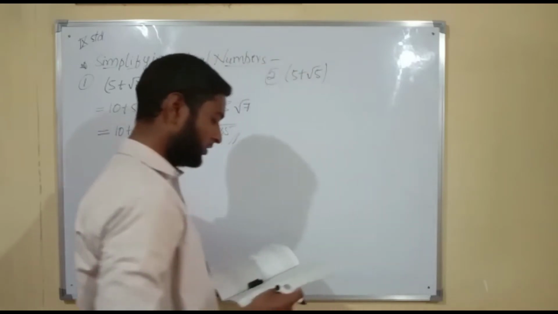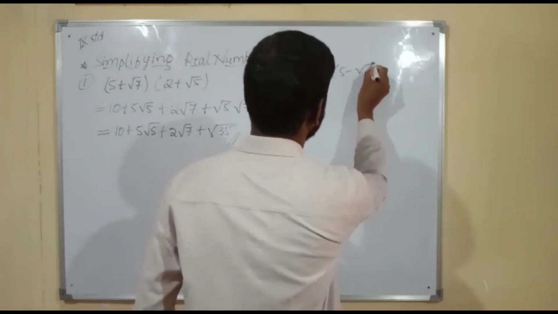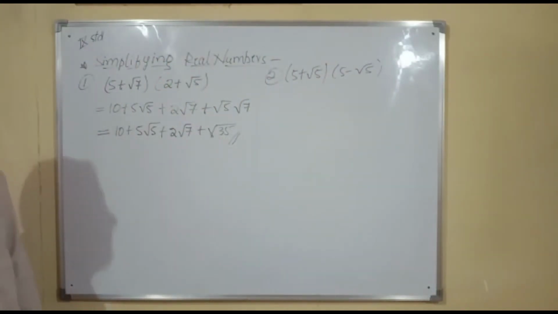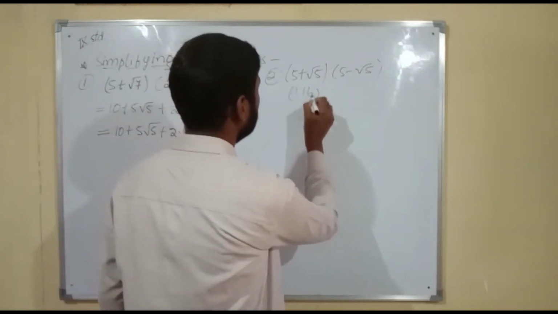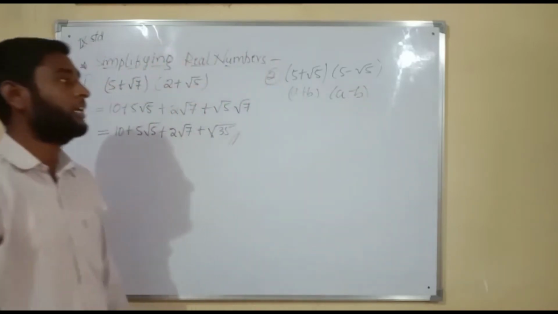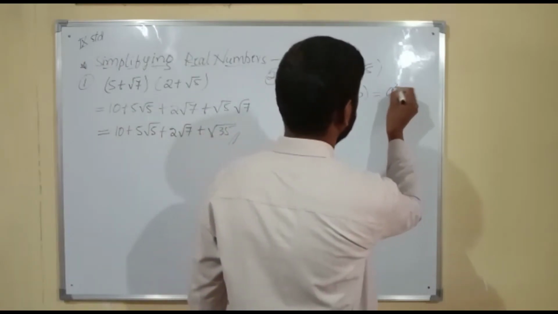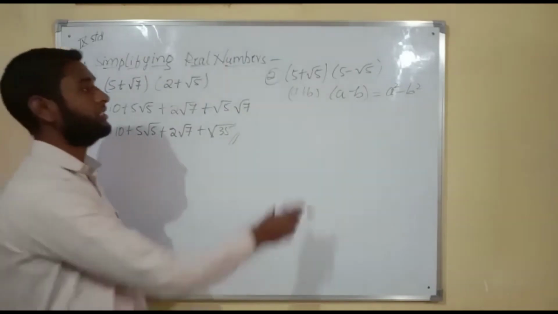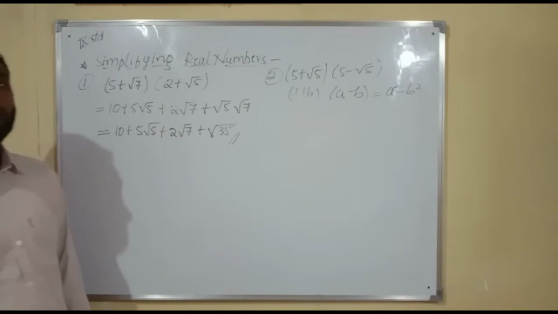5 root 5 into bracket 5 minus root 5. See here, if you go for the standard identities, it is in the form a plus b into a minus b. As you know, a plus b into a minus b is nothing but a square minus b square. Let me write it in the form a square minus b square.